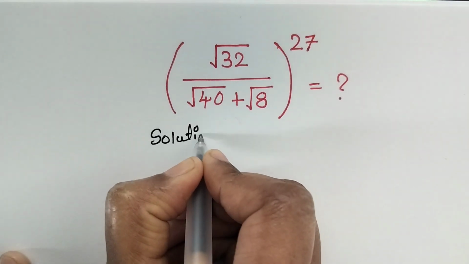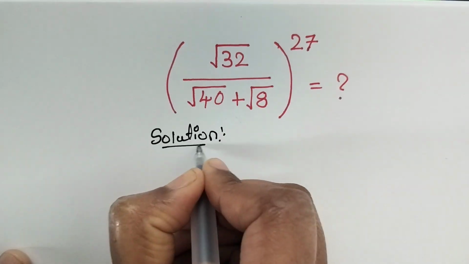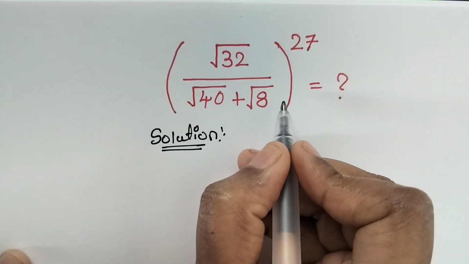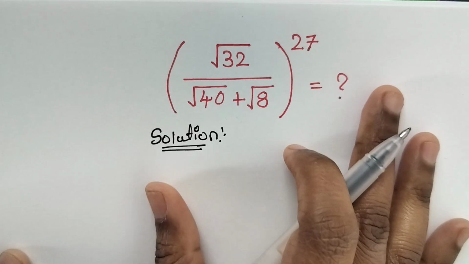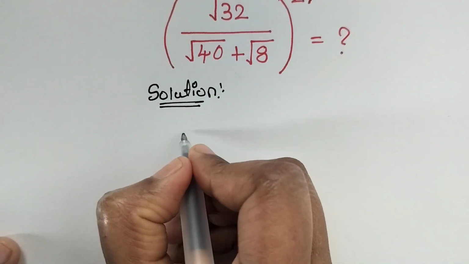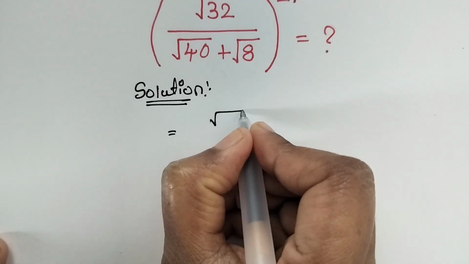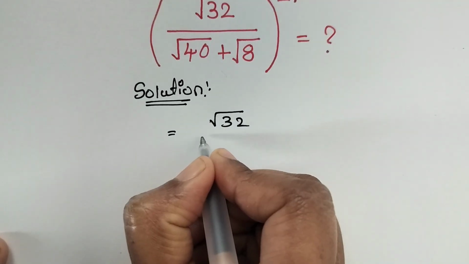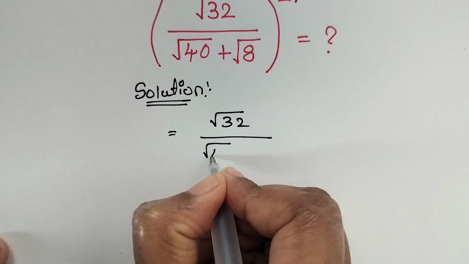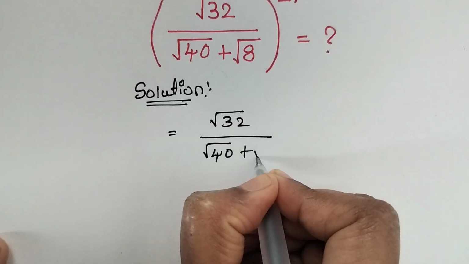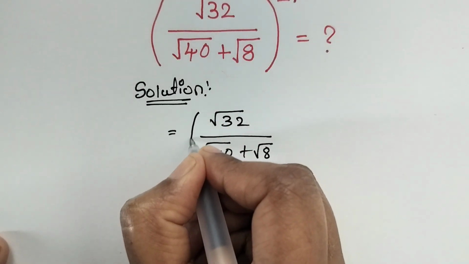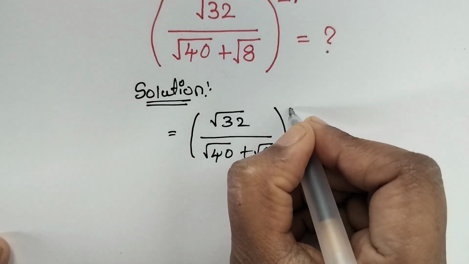Solution. So now we need to find the value of this term. The question: the square root of 32 divided by the square root of 40 plus the square root of 8, whole to the power of 27.